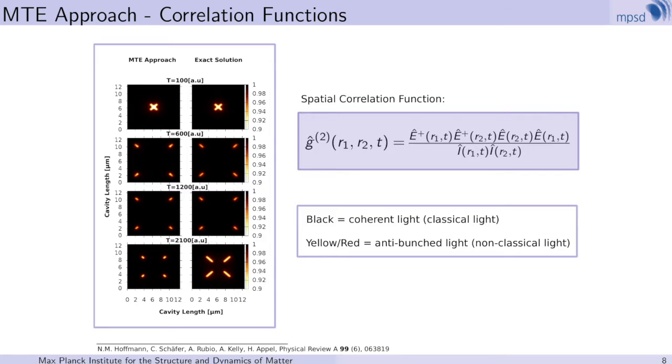And even more so if we go to more complex systems, and again I won't go into great detail, I just want to let you know that even in an MTE approach we are able to capture spatial correlation functions, where the black colors here show coherent light, so classical light, and everything which is yellowish shows anti-bunched light, so non-classical light. And already for the lowest version of the propagation scheme, the MTE, we are able to capture those non-classical light effects.